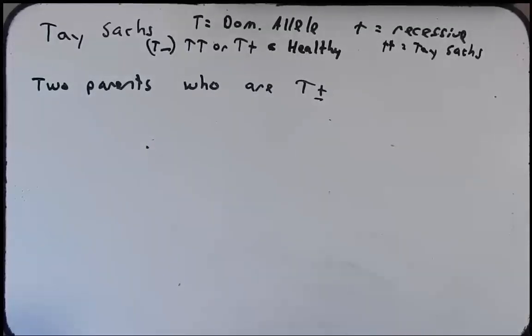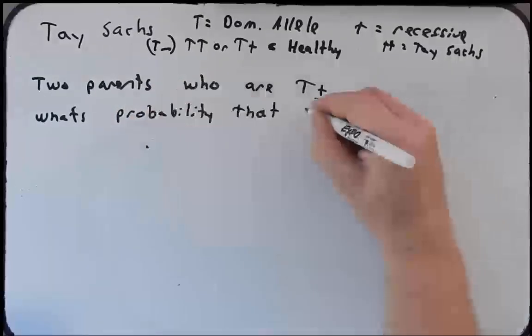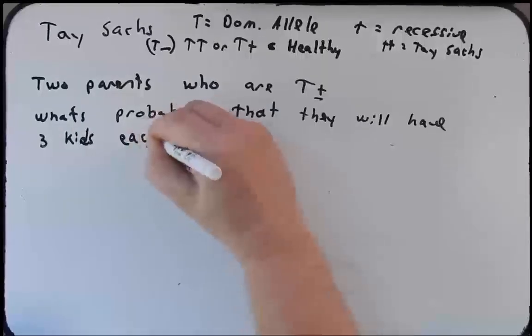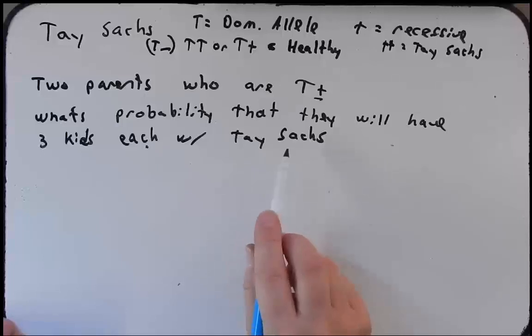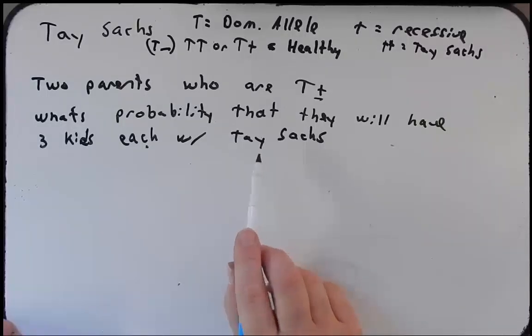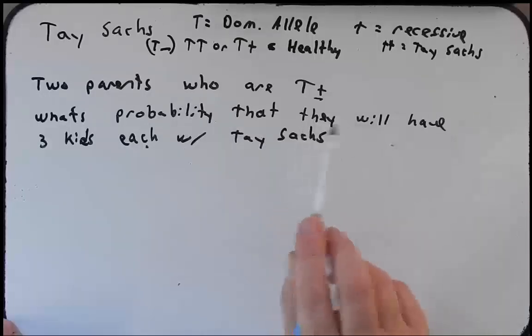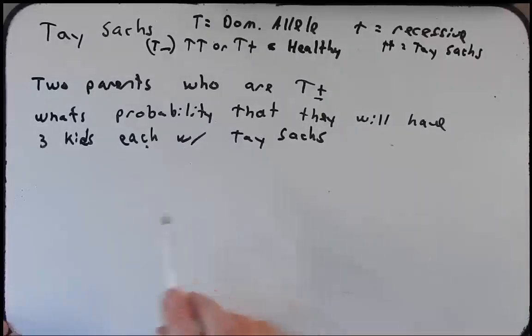So the question is, what's the probability that they will have 3 kids, each with Tay-Sachs? These are going to be independent events, so we can think of this as saying, what's the probability that the first kid will have Tay-Sachs, and then the second kid will have Tay-Sachs, and then the third kid will have Tay-Sachs. Each of them are independent. They do not influence one or the other events.